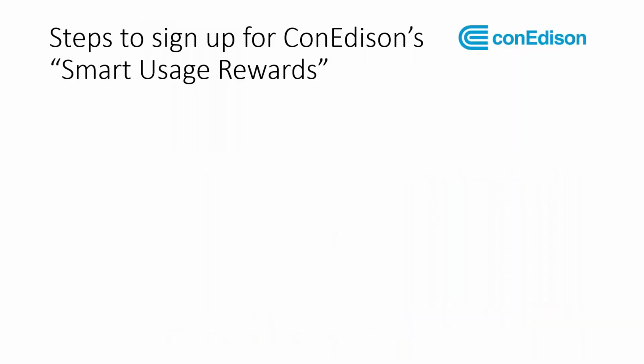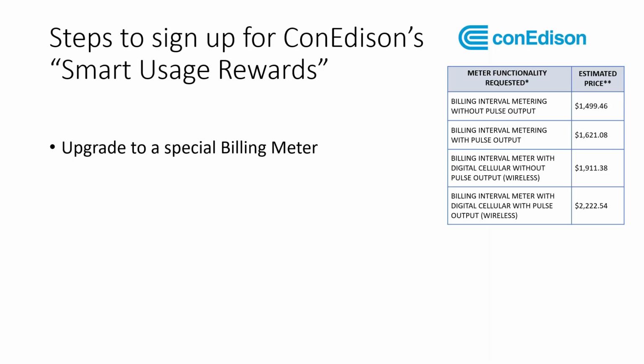Assuming you're already a customer of Con Edison, then to sign up for their Smart Usage Rewards, you have to go through a few additional steps. You would need to install a special billing meter that is capable of tracking and recording your baseline load. This is critical to calculate your load reduction during the event. In the table on the right, you can see the prices for the various meters from the Con Edison website.